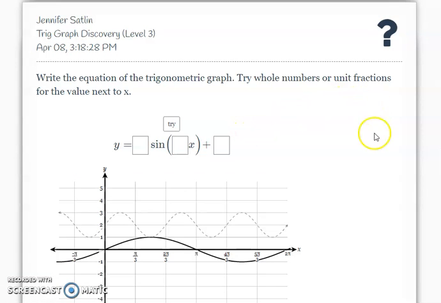I'm going to go back to level 3. And let's try this example. We have a sine graph. Here's the parent function. Let's see. First we can go ahead and look at what the amplitude is. It's pretty easy to see here. This is the midline. So if we go up from 2 to 3, that just means our amplitude is 1.